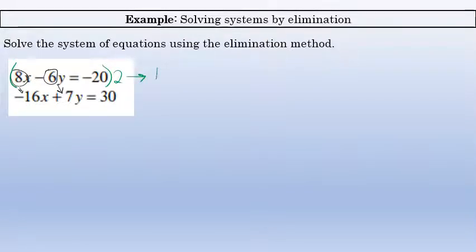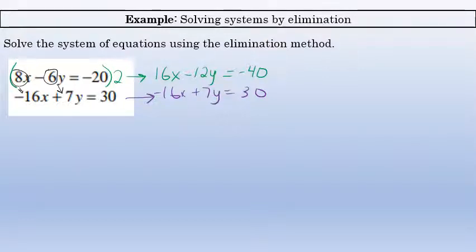If I multiply the 8x by 2, I'll get 16x. Negative 6y by 2 is negative 12y. And negative 20 times 2 is negative 40. I'll leave the bottom equation unchanged: negative 16x plus 7y equals 30. And I'm done with step 1 because these two equations each have the constant on the right, and one of the variables, the x in this case, has opposite coefficients. One is 16 and the other is negative 16.